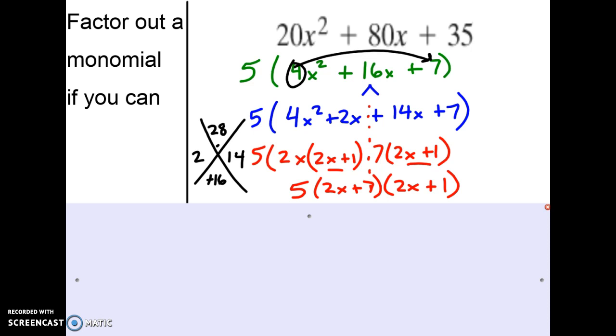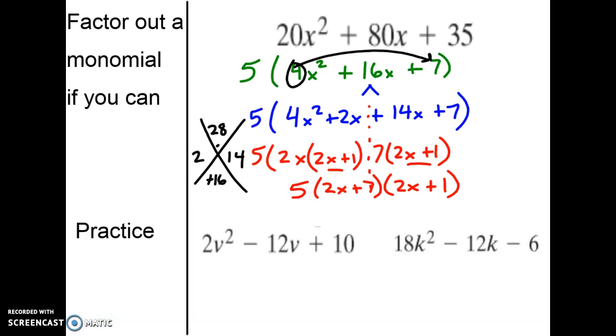So that's an example of where you would want to factor something out first to make the numbers a lot smaller and easier to work with. Once again, you don't have to use the diamond method, you could use the table method. If you want to go ahead and try those next two problems, make sure that you check in with me, so that I see that they're done correctly before you move on to your homework.